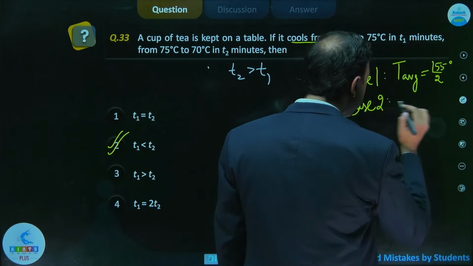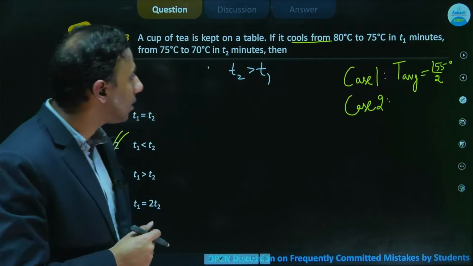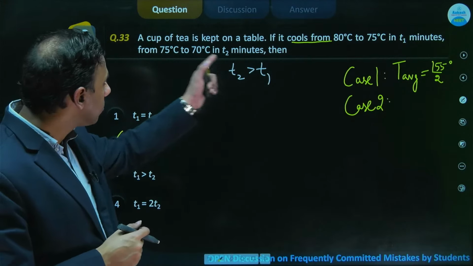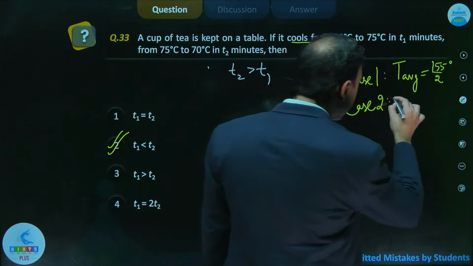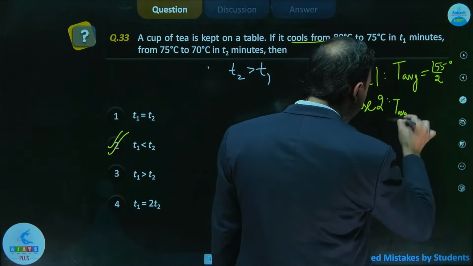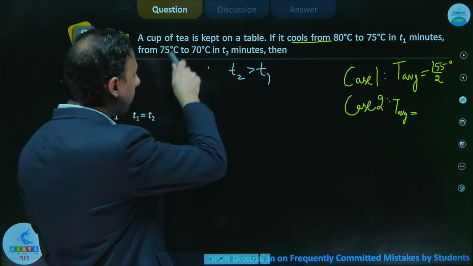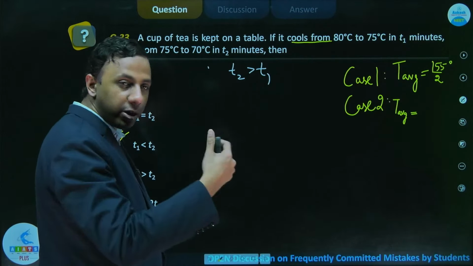The unit is in Celsius. In case 2, it has cooled from 75 to 70. So average temperature will be how much? (75 plus 70) by 2. That is 145 by 2.